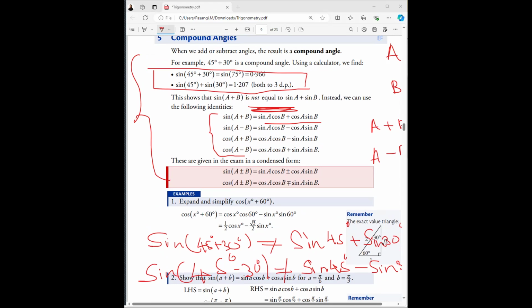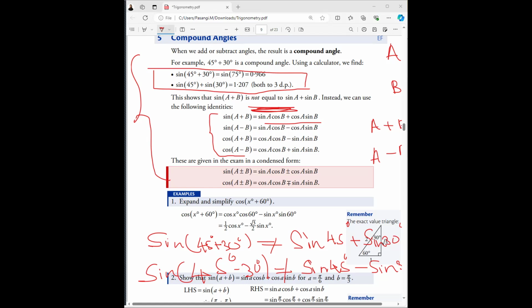If I go to the first question, that is cos of x plus 60. If they ask us to expand this, how are we going to expand it? Here it is cos and plus, so we should remember cos x cos 60 minus, the sign got changed, sin x sin 60 as well. Then you have to substitute the values.